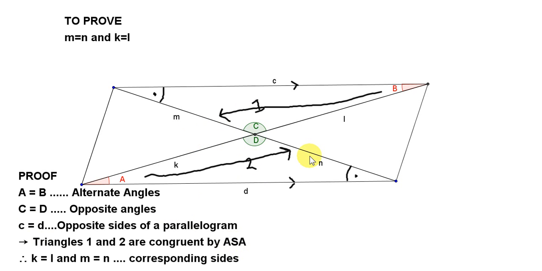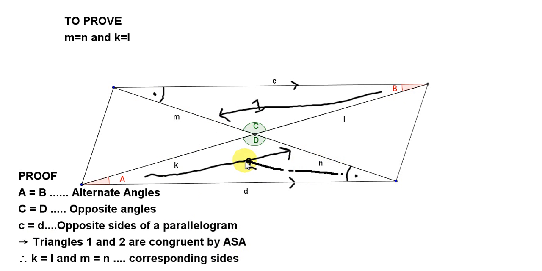Well, we can see that M and N are a pair of corresponding sides. N is opposite angle A, M is opposite angle B. So both N and M are opposite angles that have the same value. So that means that M and N must be equal to each other.